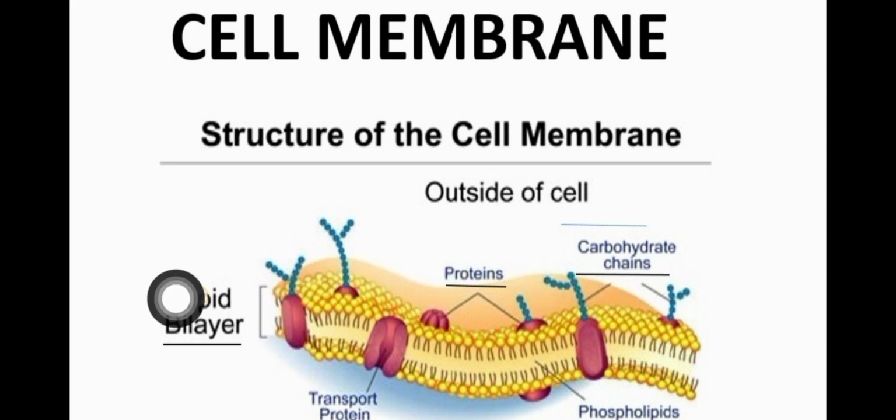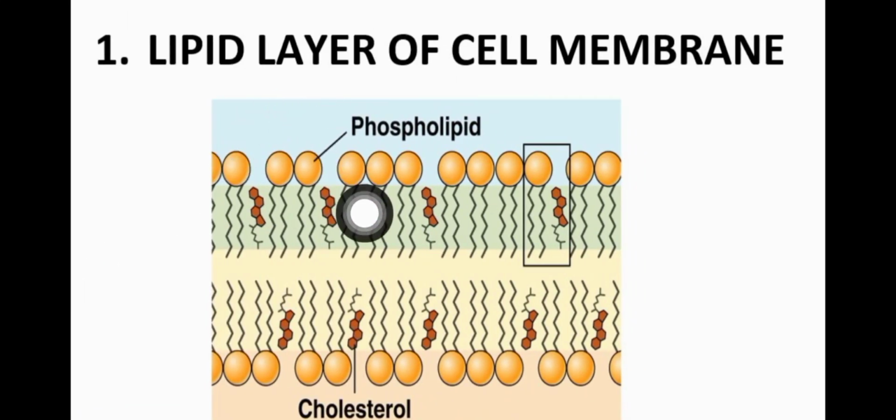Lipid layers of cell membrane. Lipid layer is a bilayered structure. It is fluid in nature. It is not a solid structure. There are two types of lipids you can see here: phospholipids, cholesterol. Phospholipids are arranged in two layers. Each phospholipid molecule resembles a headed pin in shape.